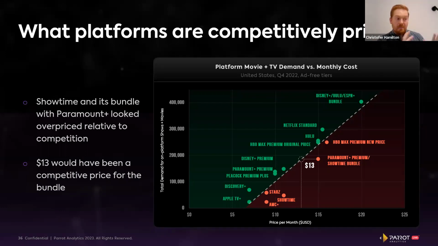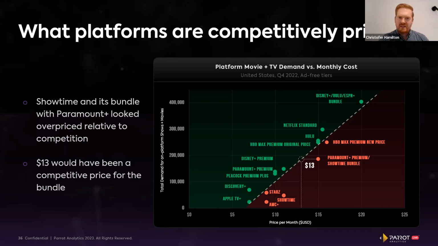But if we were to look at Paramount Plus on its own, it actually looks like an attractively priced platform for subscribers. And we see that it's really similar to Peacock. Both have a very similar amount of demand for all shows and movies on their platform, and they're both priced at the same point. So those two both look competitive.